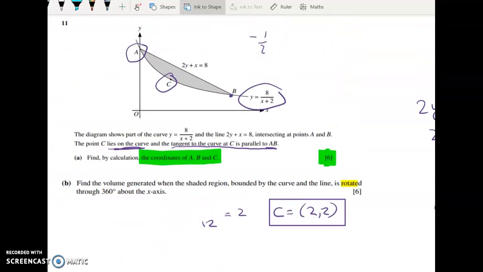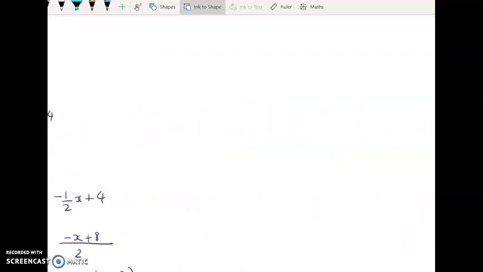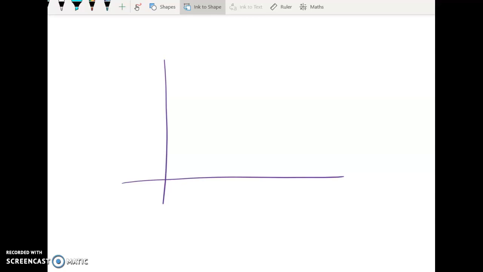I'm first going to go over the basics of how we do a volume generated by turning something around an axis when we've just got one curve, right? And that's what we call the disk method. And it's pretty intuitive once you see it. So suppose that I've got a set of axes and I've got this line here. y is equal to, let's make it go through the origin, y is equal to 1/3 x.